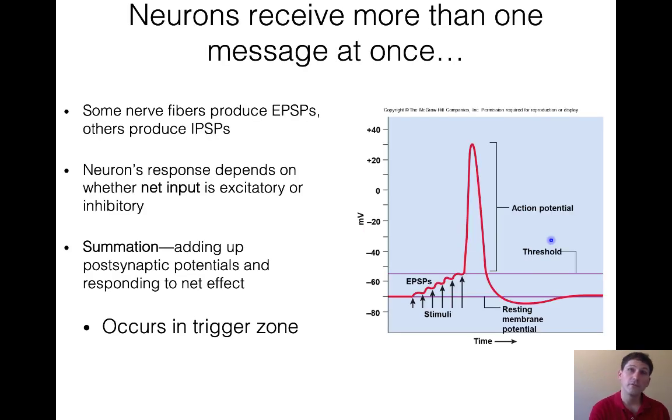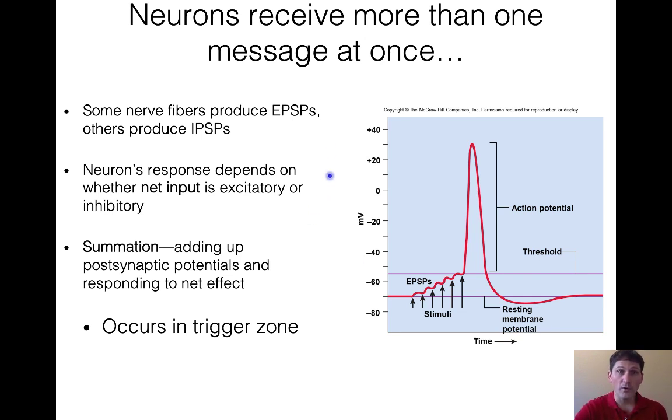So if neurons are getting more messages at once, you can see in this diagram that we're getting stimulus, another stimulus, another stimulus. We can see that it gets closer to threshold. It starts to die off a little bit, but we get another stimulus and it brings us up a little bit more closer. It dies off. We get another one, drops down, another one, it drops down, and eventually we hit threshold. So we can call this summation, adding up our postsynaptic potentials and responding to our effect.